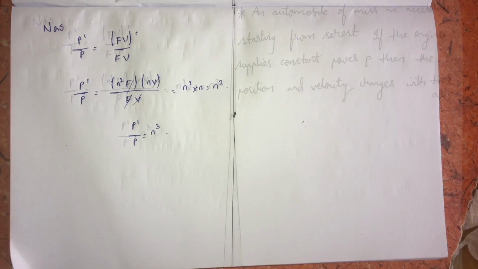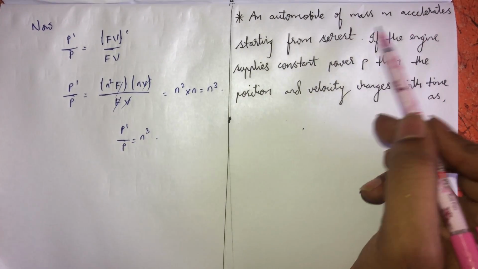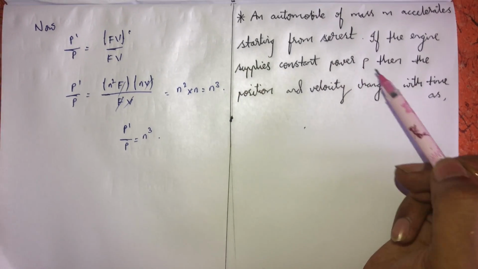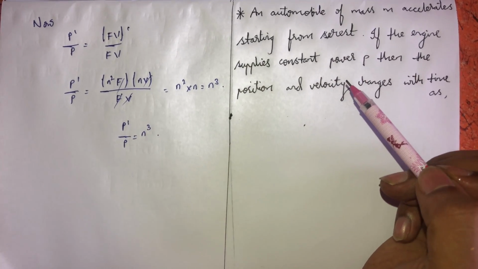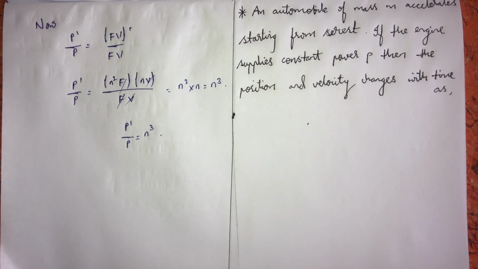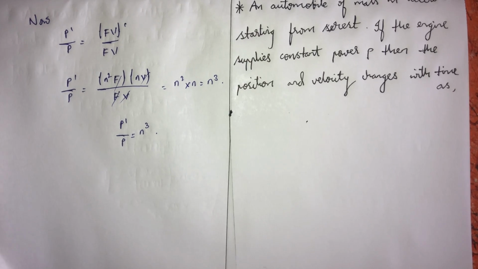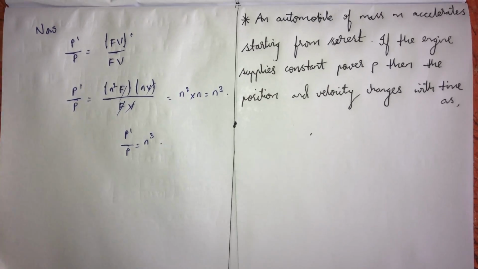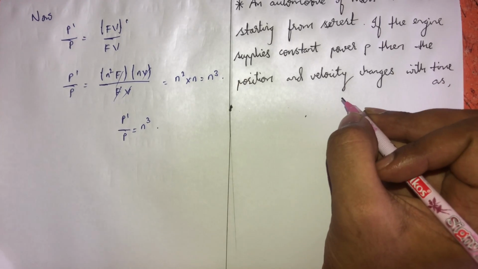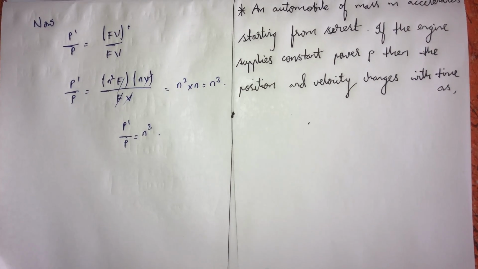That's clear. Now let's see another problem. Here an automobile of mass m accelerates starting from rest. If the engine supplies a constant power P, then the position and velocity change with time as follows. So they asked us what the position and velocity changes are if the power is constant. Here, first let us find the velocity with respect to time.